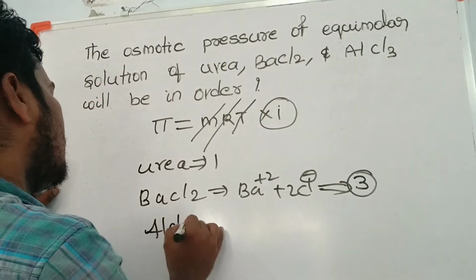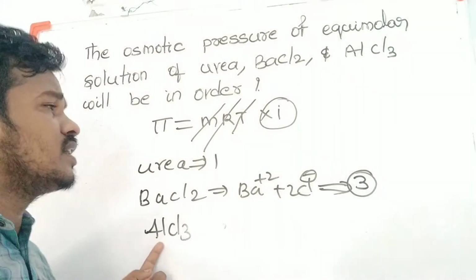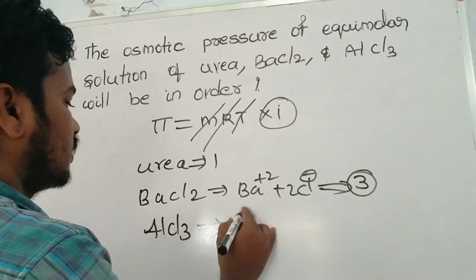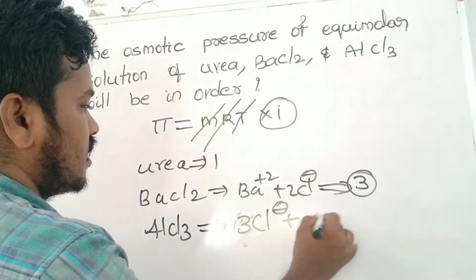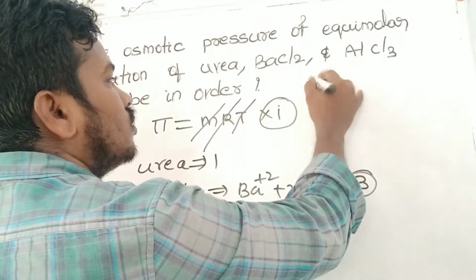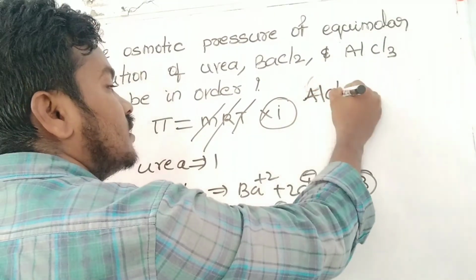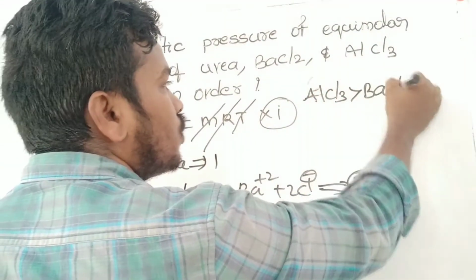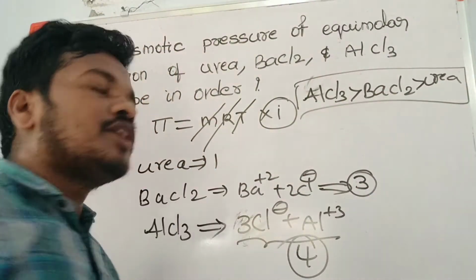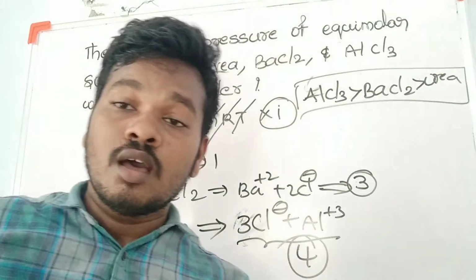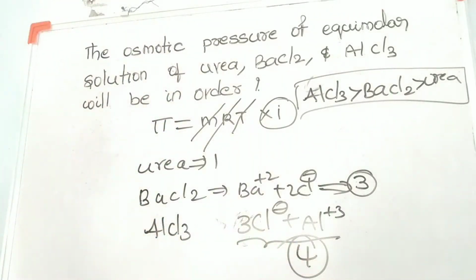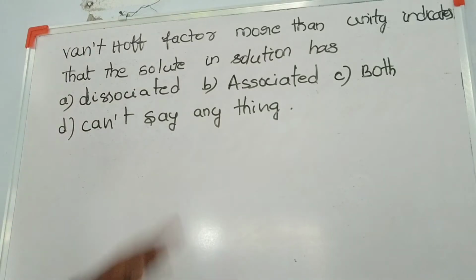If you see AlCl3, how many ions will it give? 4 ions: 3 Cl minus plus Al 3 plus. So you will get 4 ions. So the order will be AlCl3, next BaCl2, next urea. Osmotic pressure is also a colligative property. Colligative properties always depend only upon the number of solute particles. So next question, see the next question.